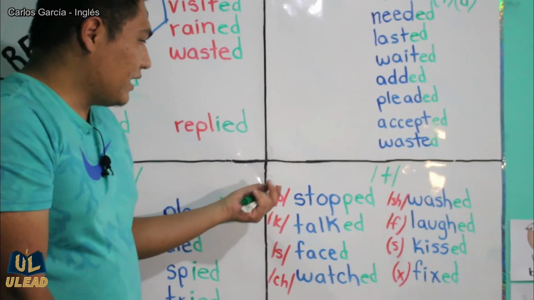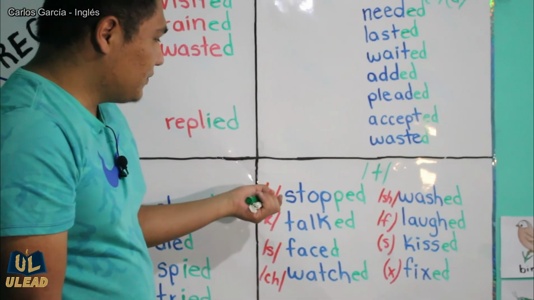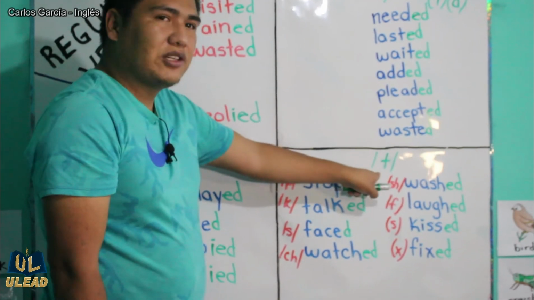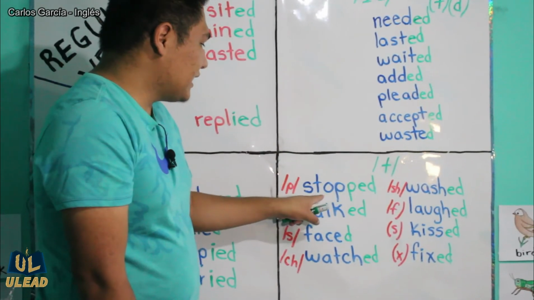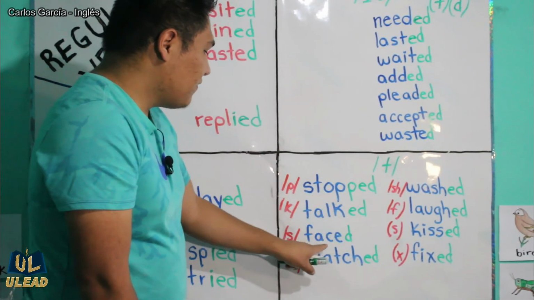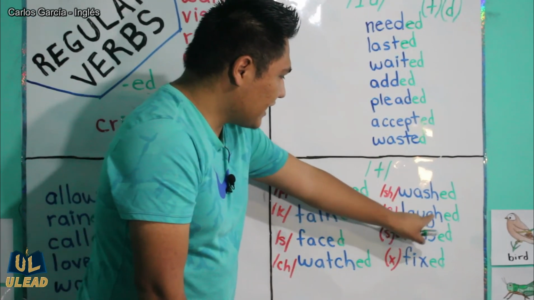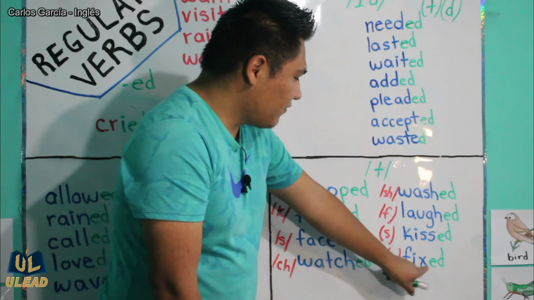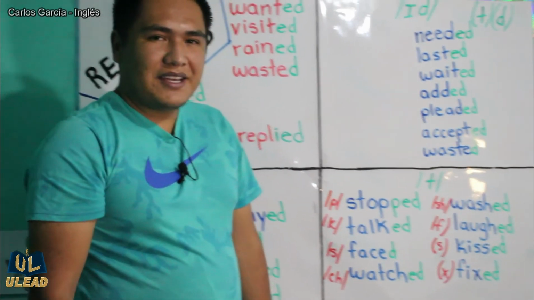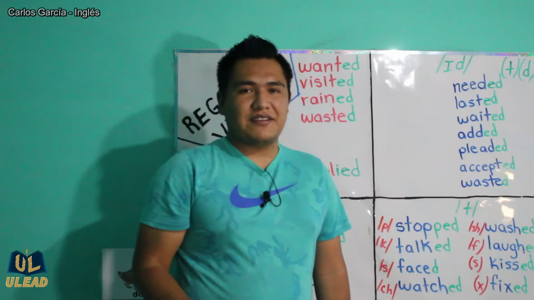There's a third way on how to pronounce these verbs. For example, the t sound. Stopped, talked, faced, watched, washed, laughed, kissed, fixed, right? As easy as that, okay?